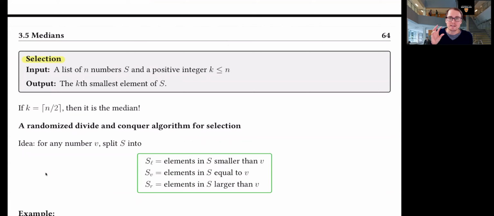So the idea in this algorithm, it's a divide and conquer algorithm, is we're trying to find the kth smallest element of S. And we're going to split the array into three pieces. I'm not going to say how we split it right now. So just take a number V, and we split S into all the elements that are smaller than V, the elements that are equal to V, if there are any, and the elements that are larger than V.